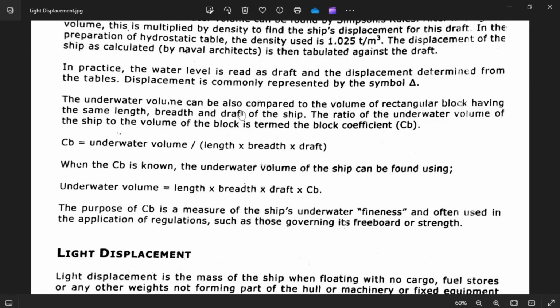The underwater volume can also be compared to the volume of a rectangular block having the same length, breadth, and draft as the ship. The ratio of the underwater volume of the ship to the volume of the block is determined by the block coefficient, CB. So block coefficient equals underwater volume over length times breadth times draft. When the block coefficient is known, the underwater volume of the ship can be found using underwater volume equals length times breadth times draft times block coefficient.